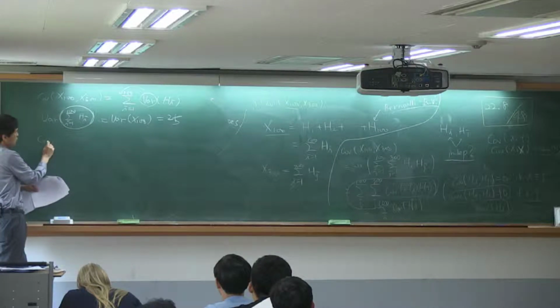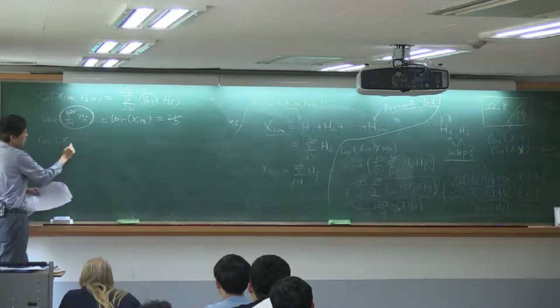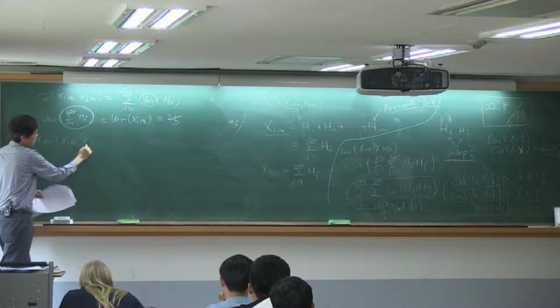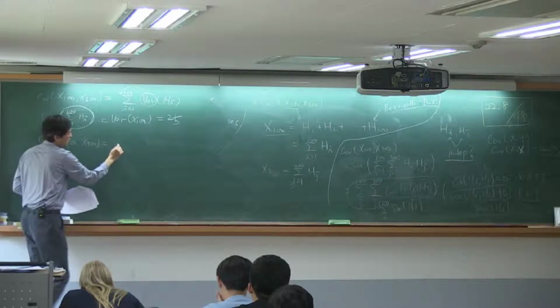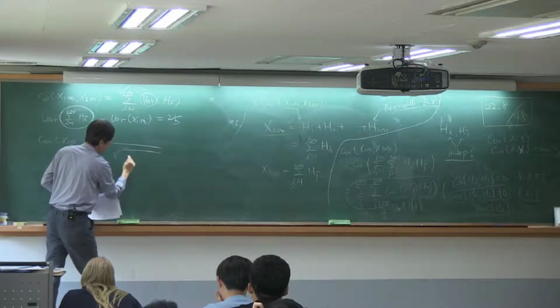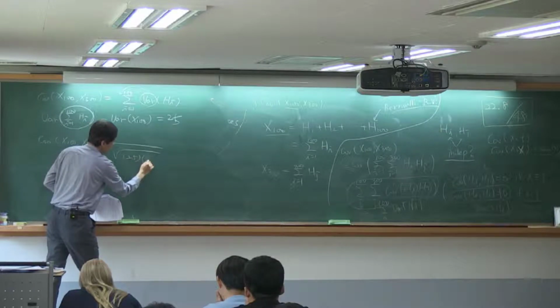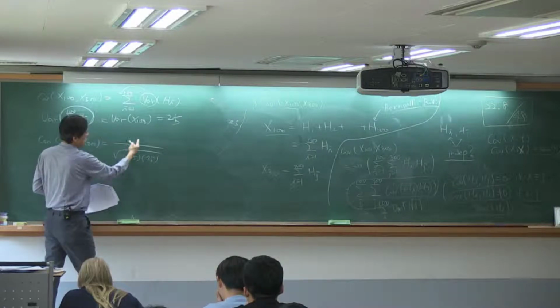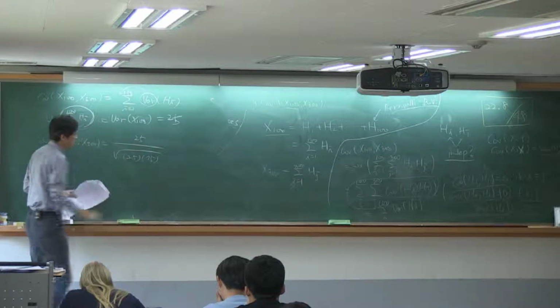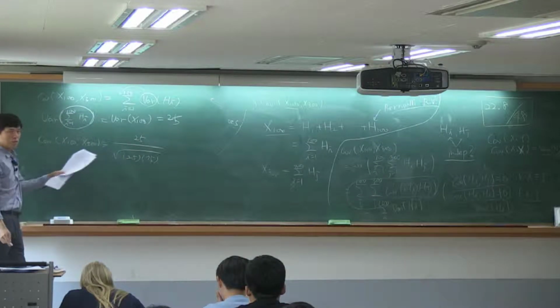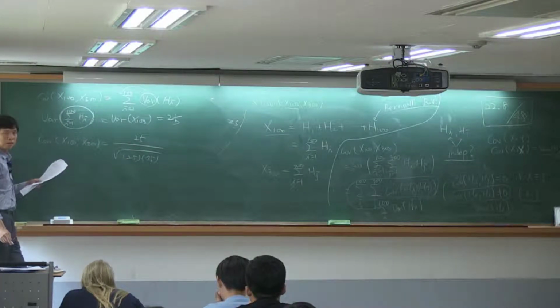그래서 correlation of X100 and X300, 이거는 아까 어떻게 됐지? Square root of 25 times 75, and 여기가 25 이렇게 되네. This is the solution. 이렇게 돼. 조금 어려웠나?